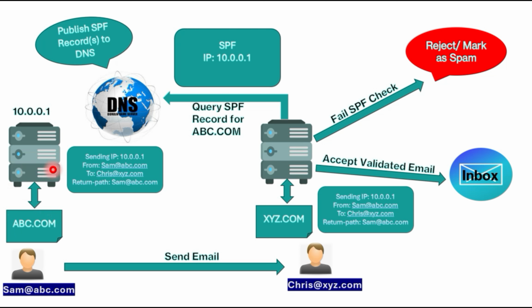And if the sending server's IP address is found in the SPF record, the SPF check will pass and the email will be routed to Chris's inbox. However, if the IP address is not listed in the SPF record, the SPF check will fail and the email will be marked as spam, or the recipient server will handle the email according to its spam filtering policies. So this is the basic concept of how SPF authentication works.